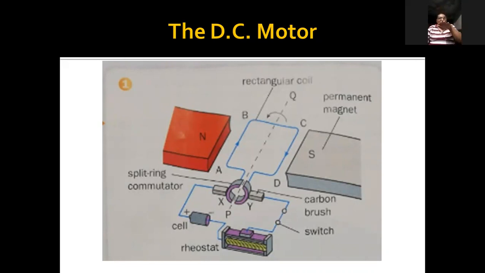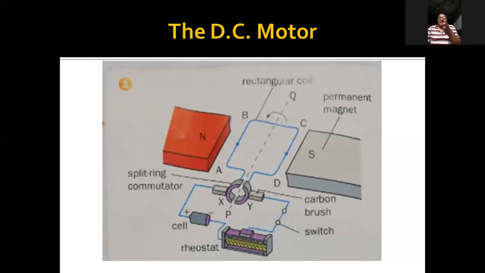So I was telling you about the AB side. So when the coil is horizontal, the current is flowing from A to B. The force experienced by the AB is in the downward direction. This force produces an anti-clockwise turning effect. So the coil moves anti-clockwise. From where I am seeing it, it's anti-clockwise. Okay? So when the coil becomes vertical, and if the direction of the current is still the same, from A to B, the force experienced will be downward.